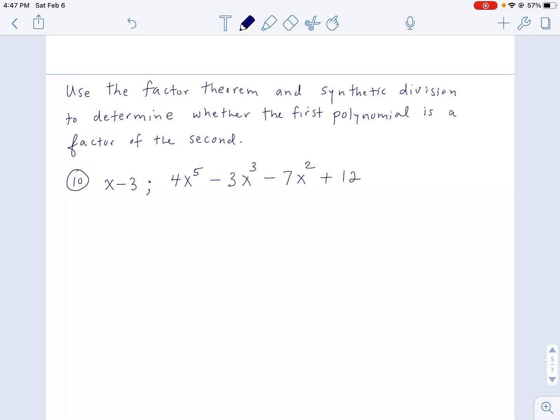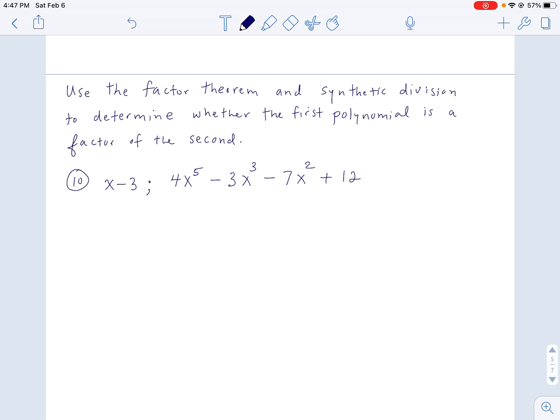Hey, one more video. We're going to talk about the factor theorem. All the factor theorem says is that if you divide two polynomials and the remainder is zero, it means the polynomial that you divided by is a factor of the original polynomial. With numbers, it's pretty simple, right?